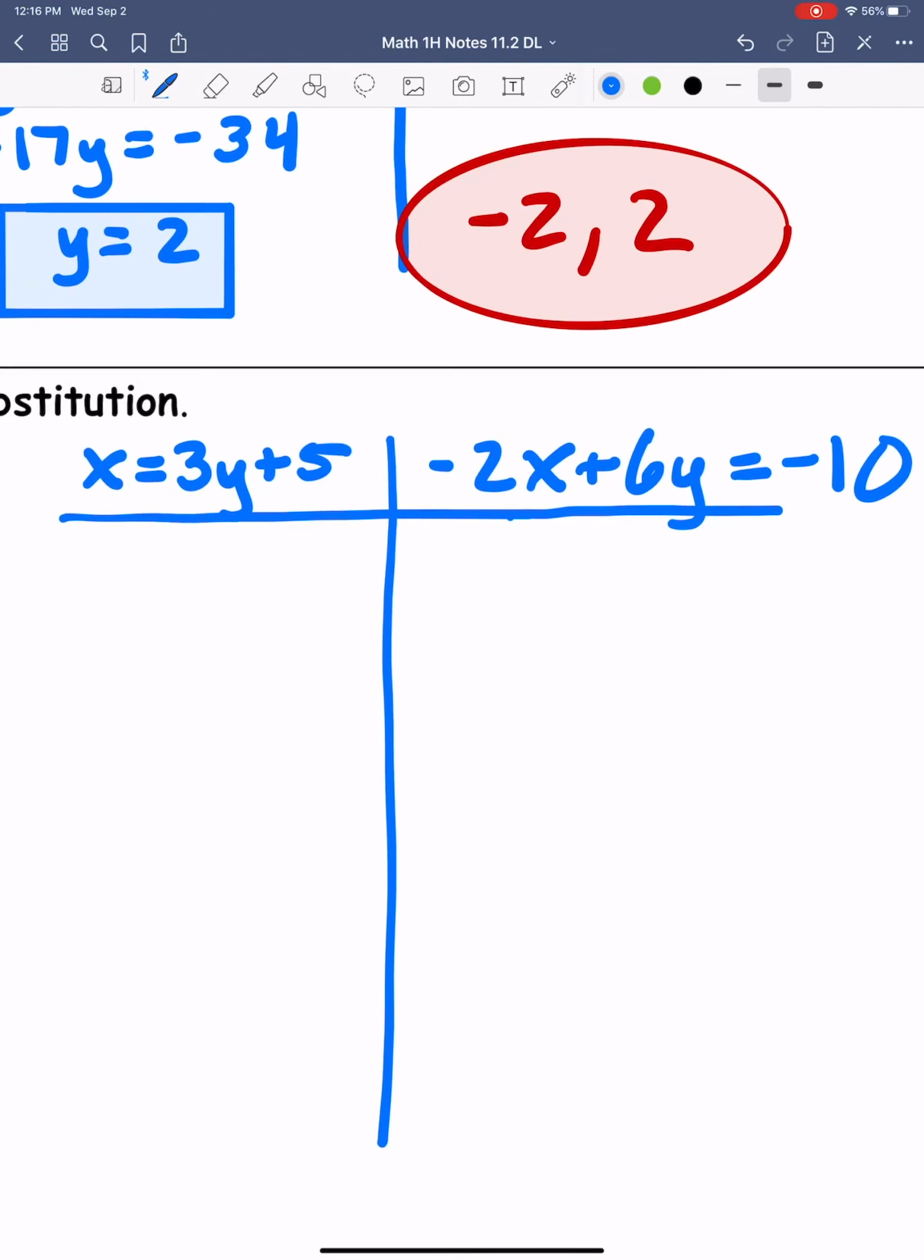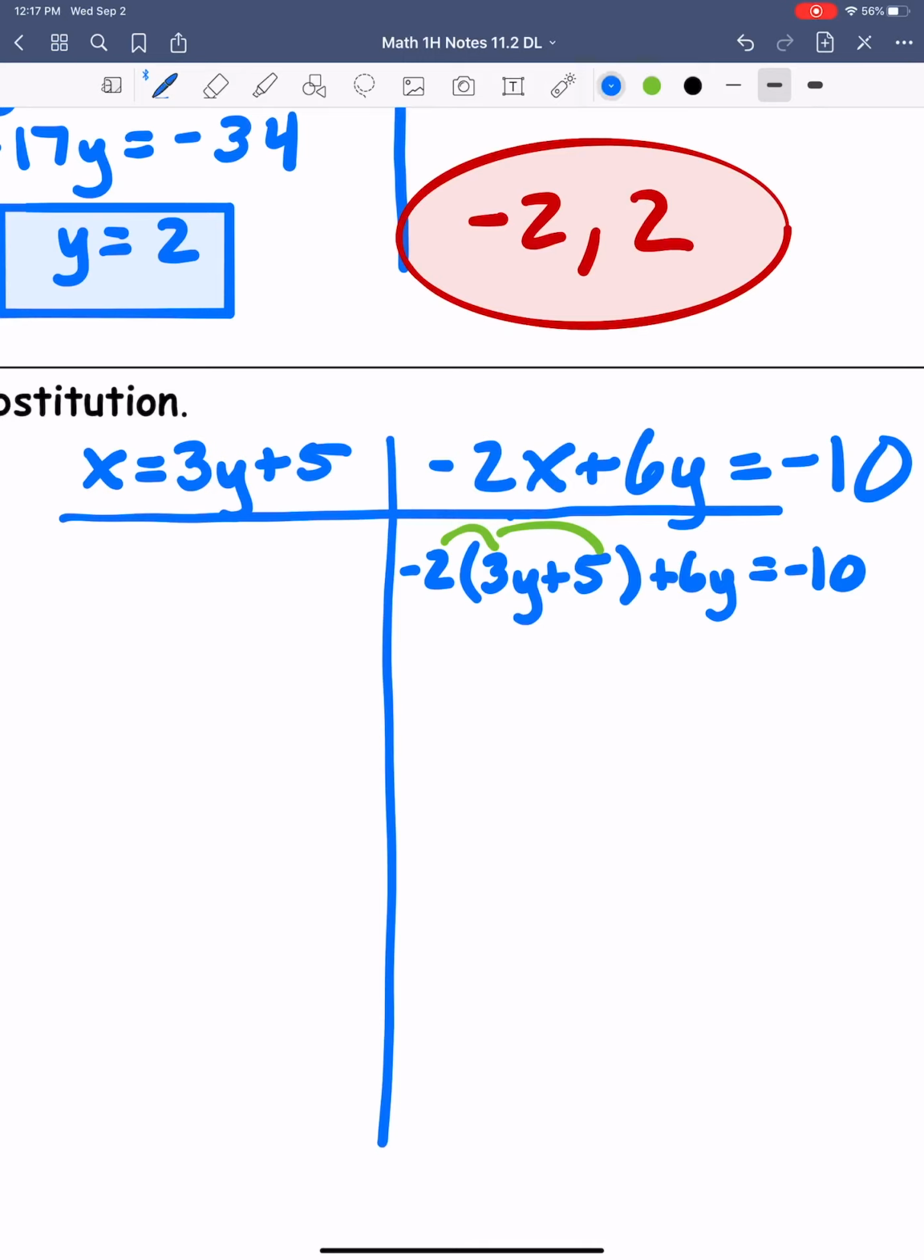All right, and now I'm going to go ahead and use my substitution. So in this case, again, we have x equals something. So I'm going to take whatever x equals, and I'm going to plug it into my other equation for x. And so it's going to look like this. Negative 2, instead of x, I'm replacing it with what x equals, which is 3y plus 5. And then I have plus 6y equals negative 10. And now I'm going to go ahead and solve this, starting with some distribution.